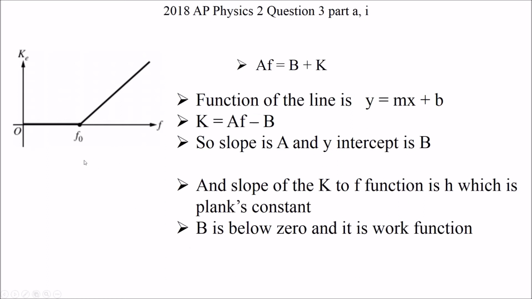F0 is simply the threshold frequency, and this is the minimum frequency that you need to be able to emit electrons from the surface.